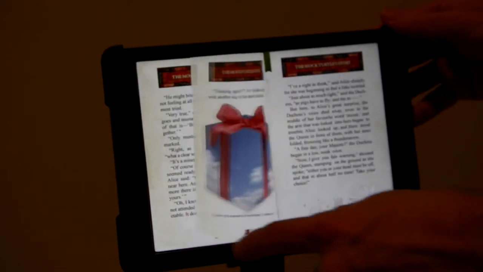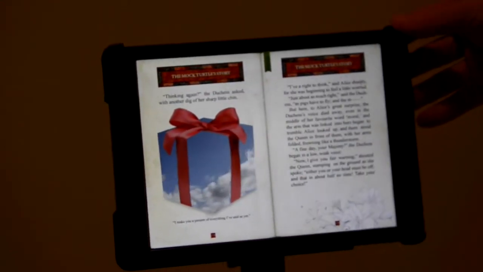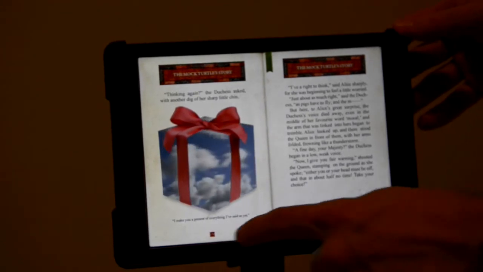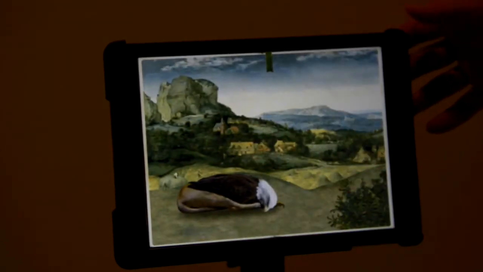Thinking it's a loop again. That's it. The Duchess asked, with another dig of her chin. The Duchess took her.